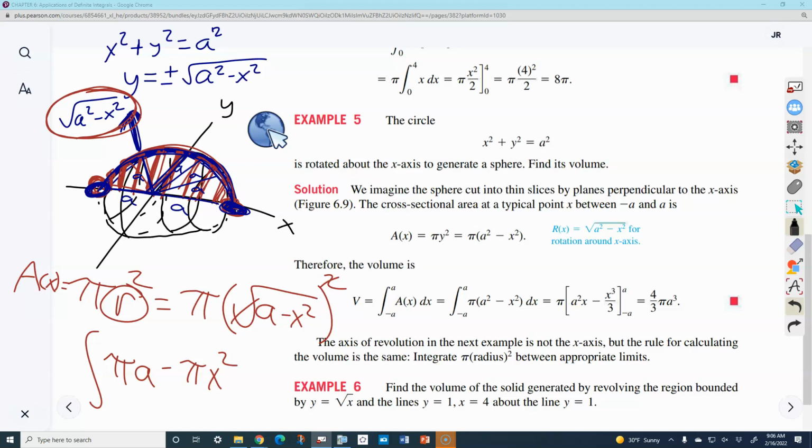What is this value on the x-axis? Negative a. This is negative a. That's what that value is. And what is this value? Positive a. So then my integral goes from negative a to positive a on the x-axis.